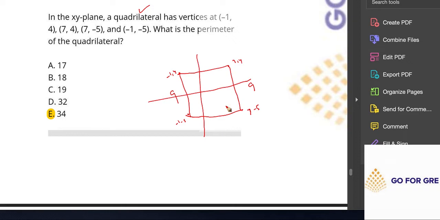We can also check it. And now for this distance, 5 minus 5 is 0. 7 plus 1, it is 8. So what is the perimeter? 2a plus 2b. So it is 2 into 8 plus 2 into 9. So it is 16 plus 18, it is 34.